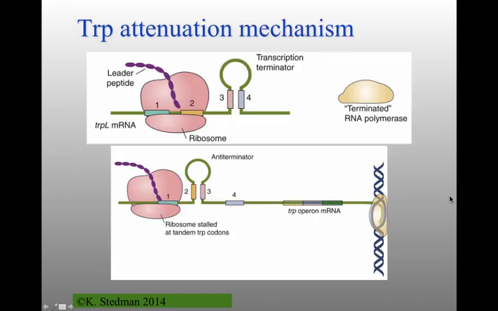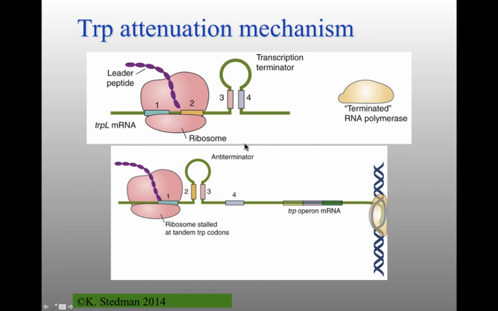As you're getting translation, if translation happens normally, you've got plenty of tryptophenyl tRNA around, then you move past these tryptophan codons and you extend, you get to here. We make our transcriptional terminator. The RNA polymerase falls off.